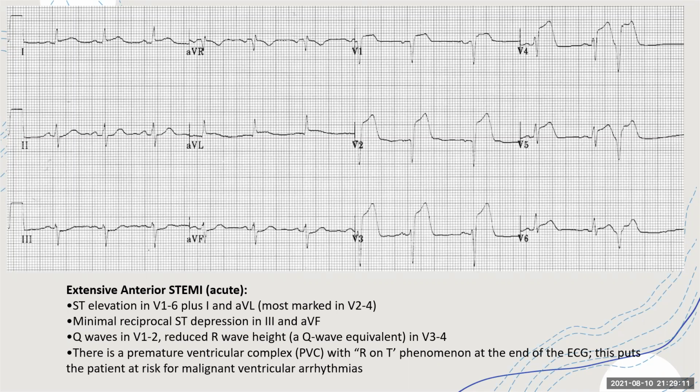So PVC is just an additional thing you may find, or you may not be able to see it. But just memorize this one for anterior wall MI, that V1 to V6 will be showing ST elevation, and reciprocally, if you can see in 3 and AVF, there is ST depression, you can say it's a purely anterior wall MI.